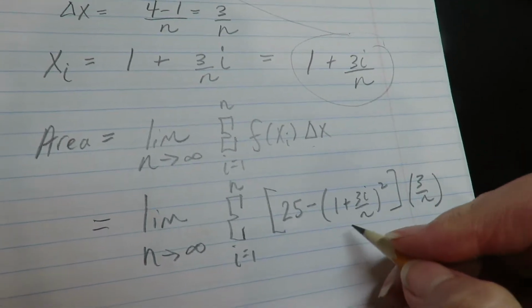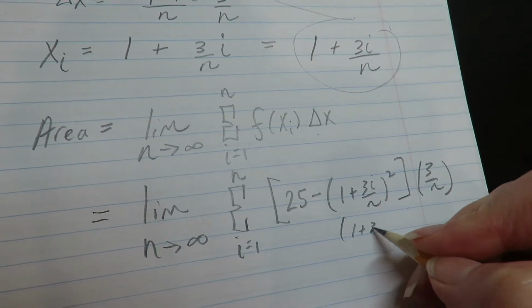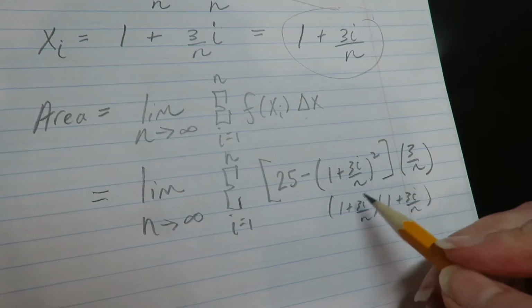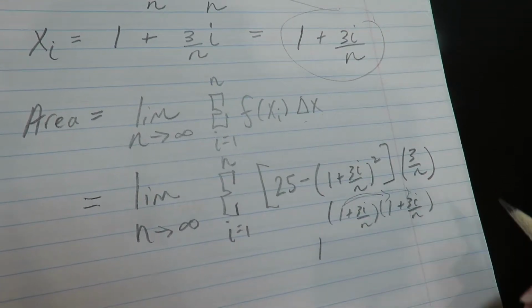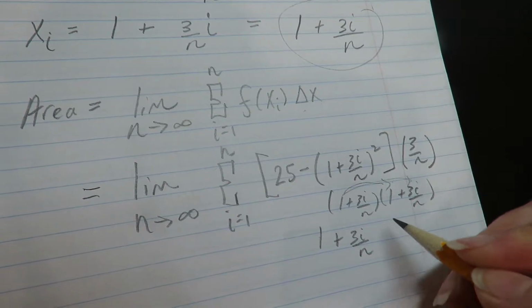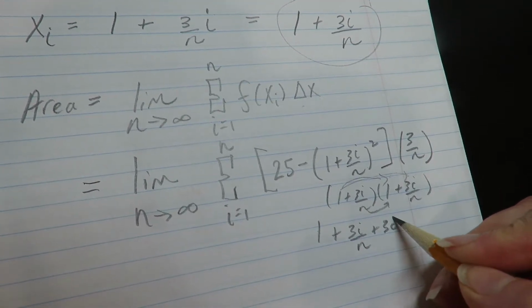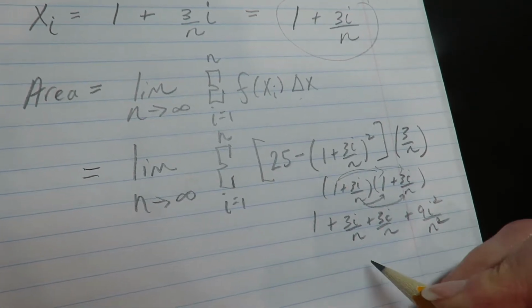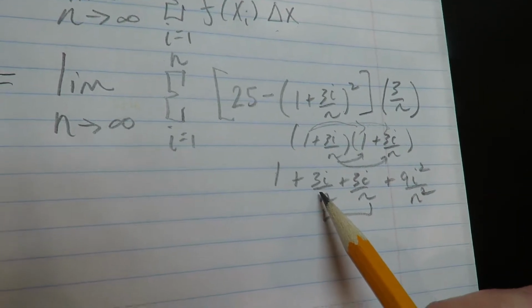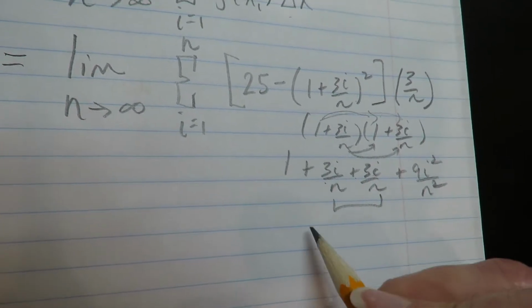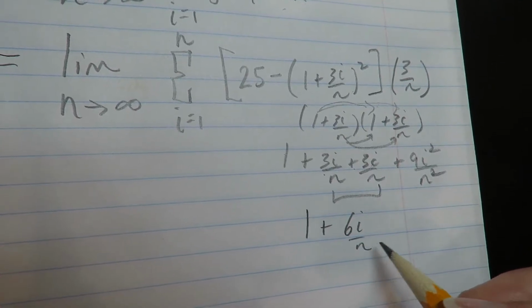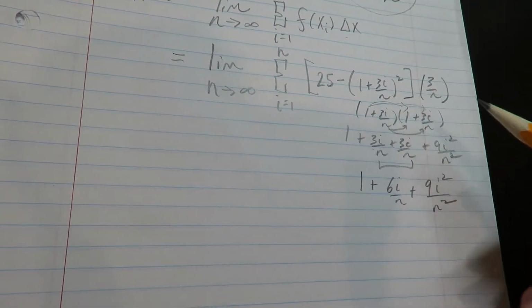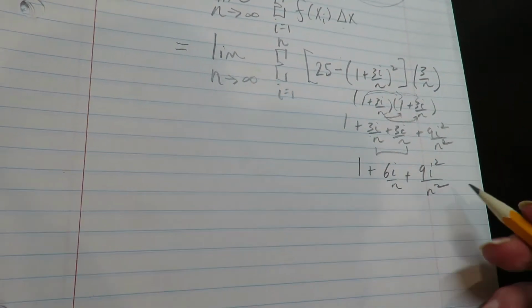This is a mess. This is a FOIL right here, so just so I don't have to rewrite everything out a hundred times, let me just make sure you FOIL here. So 1 times 1 is 1. 1 times this is 3i over n. This times this is 3i over n. This times this is 9i squared over n squared. I'm just writing it all out because I've got to make sure you add this correctly. You have 3 of this type plus 3 of this type, so you have 6 of that type. Alright, so that FOILs to that. And then you've got to do 25 minus all that.